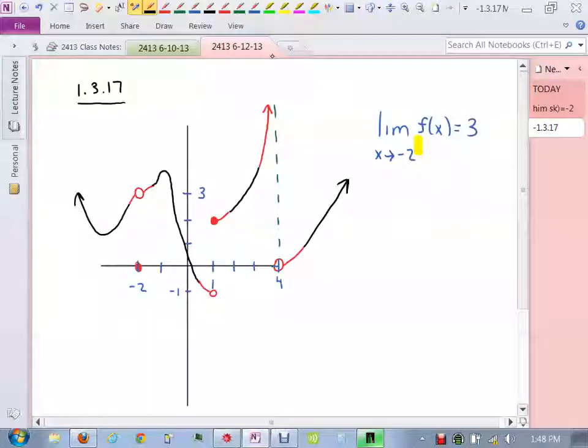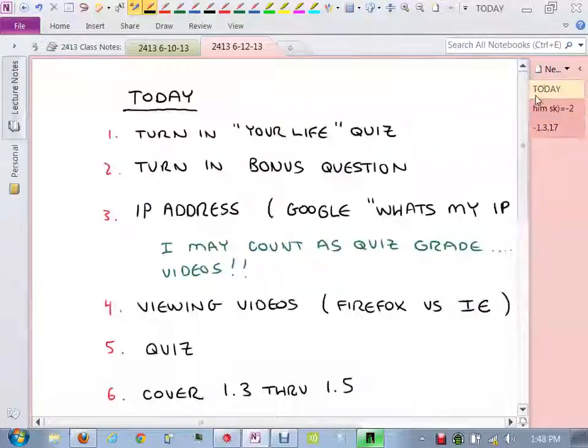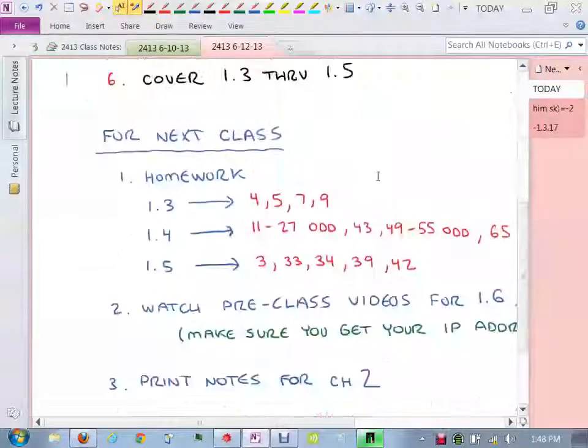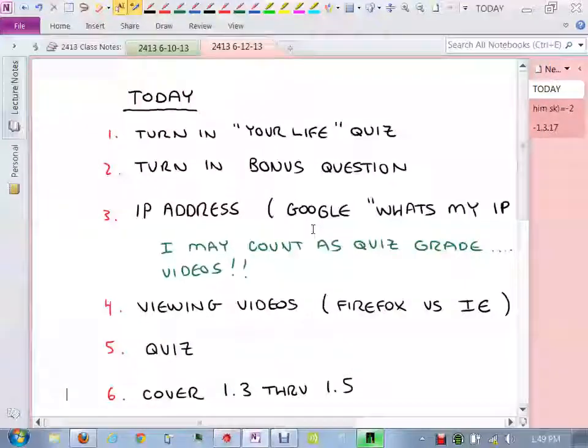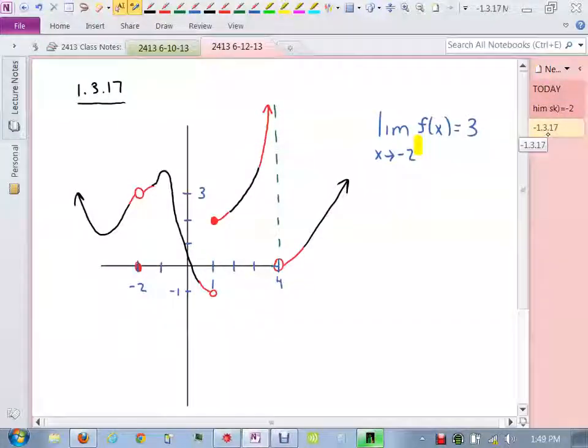All right. That's pretty much it for 1.3. Now I had put here the homework problems for all the sections, but I'll put that back up at the end of class, okay? All right, now we're going to move on to 1.4.